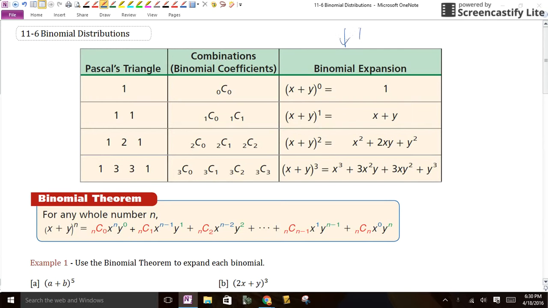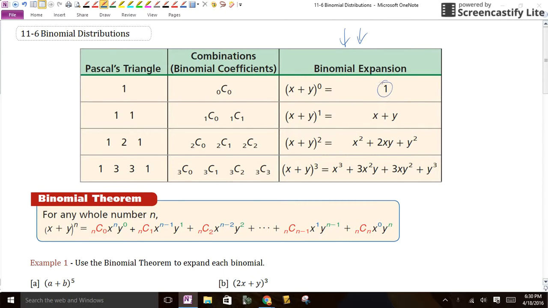If you look right here, he did x plus y to the 0 and he got that. And then he did x plus y to the first and he got that. And he did x plus y squared and he got that, right? And so he kept doing this over and over again because that's what math people do. And then he said, I wonder if there's any pattern there.